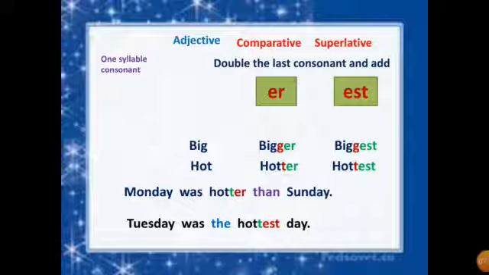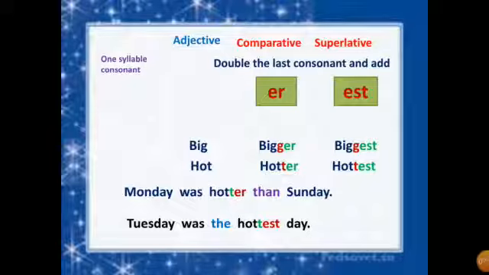The next. Tuesday was the hottest day. For the adjective hot, double the last consonant t and add est, and also the superlative form of the adjective takes the article the.